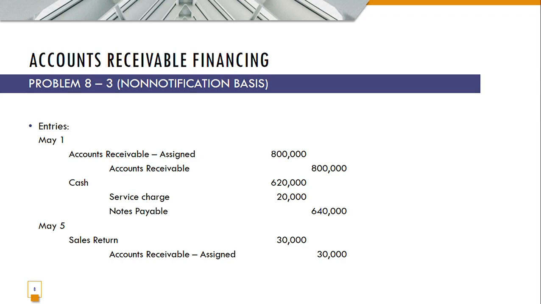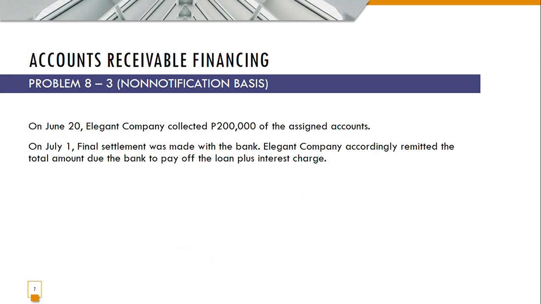So what are the entries in an assignment on a non-notification basis? On May 1, you reclassify accounts receivable to accounts receivable assigned, 800,000. You receive cash from the bank of 620,000. This is computed with a 640,000 because you have 75%. Let's go back.